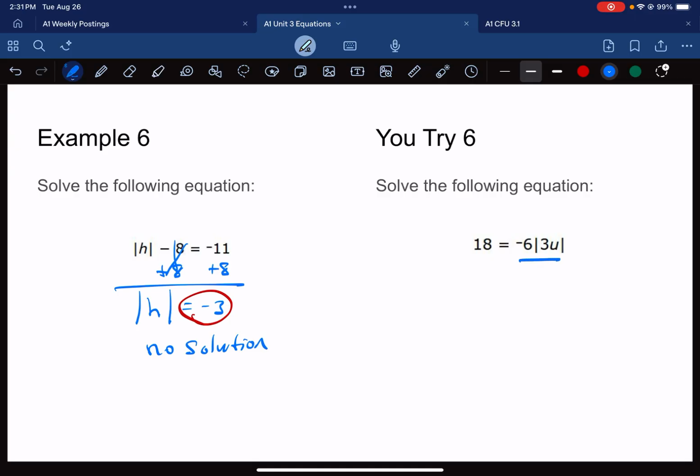Okay, hopefully you realize you've got to divide by -6 to get rid of that -6 that is not inside the absolute value signs. That gives me -3 equals the absolute value of 3u. And I'm going to stop. And I'm going to say that can't be true. You can't have an absolute value equal to a negative.